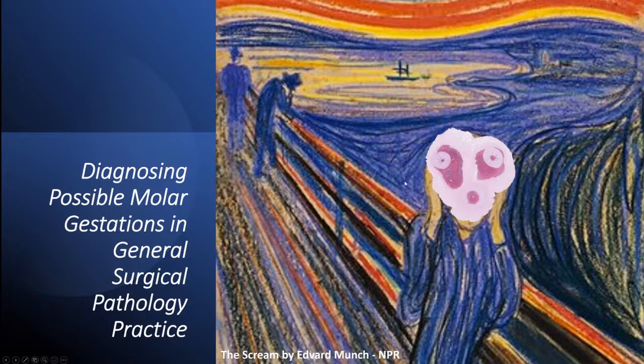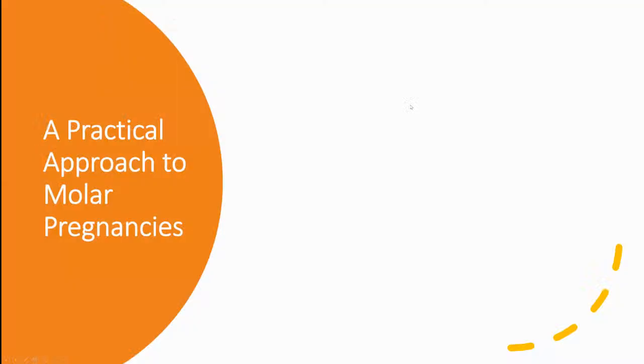So here's my practical approach. Absence of villi doesn't exclude molar gestation, but it certainly moves it down the list. If you're missing villi, you have to start thinking about EPP and PSPP and their atypical implantation site counterparts.